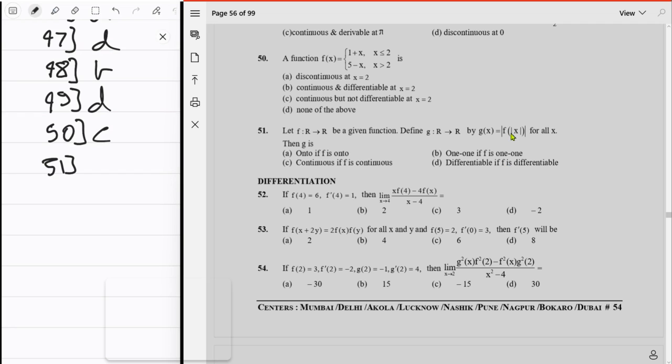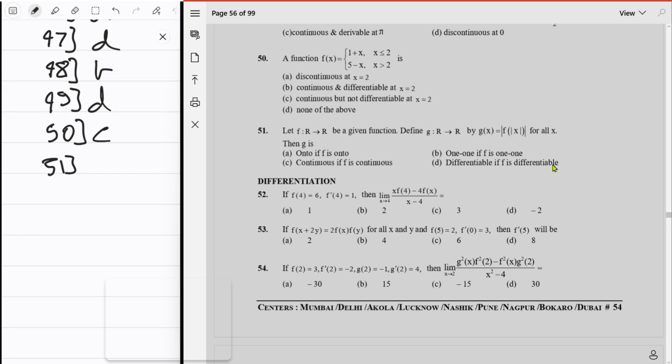I mean, it contains mod of x, right? And it works for all real. I mean, of course, that's its domain, right? So yeah, which means it's definitely not one-one because you can put a positive x and a negative x and it will still give the same value. So it's not one-one, it can never be one-one.